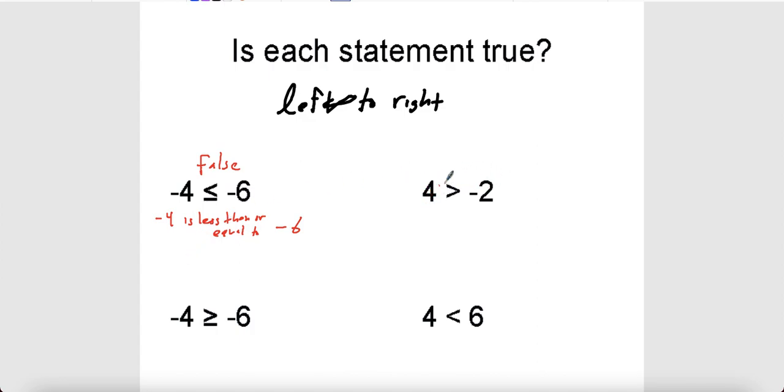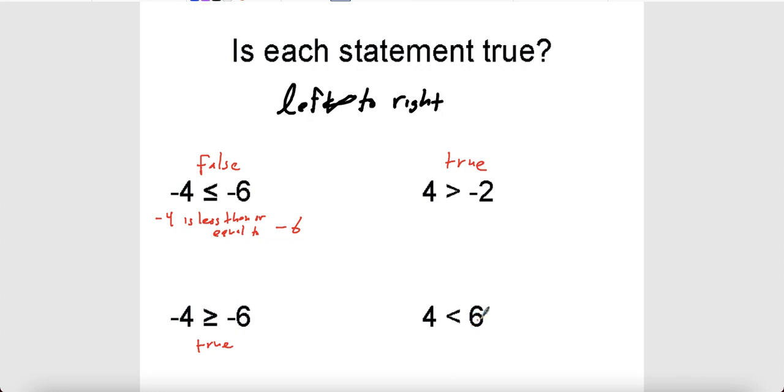Now, which is greater, 4 or -2? Well, 4 is the greater one. And is this a true statement then? 4 is greater than -2? Yes, that is a true statement. -4 is greater than or equal to -6. That's also true. And then 4 is less than 6.